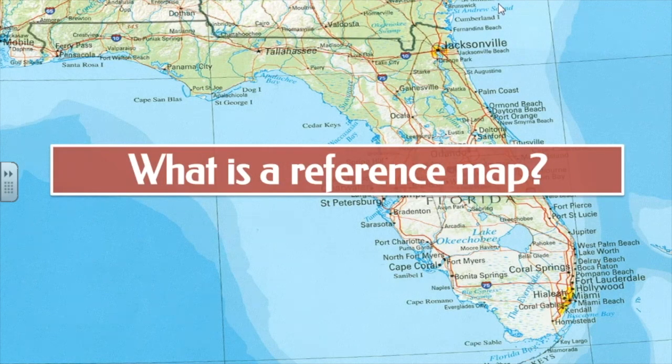All right, guys, we're going to continue with the Unit 1 discussion. Today, we're going to talk about reference maps. We're going to talk about the difference between absolute and relative location.